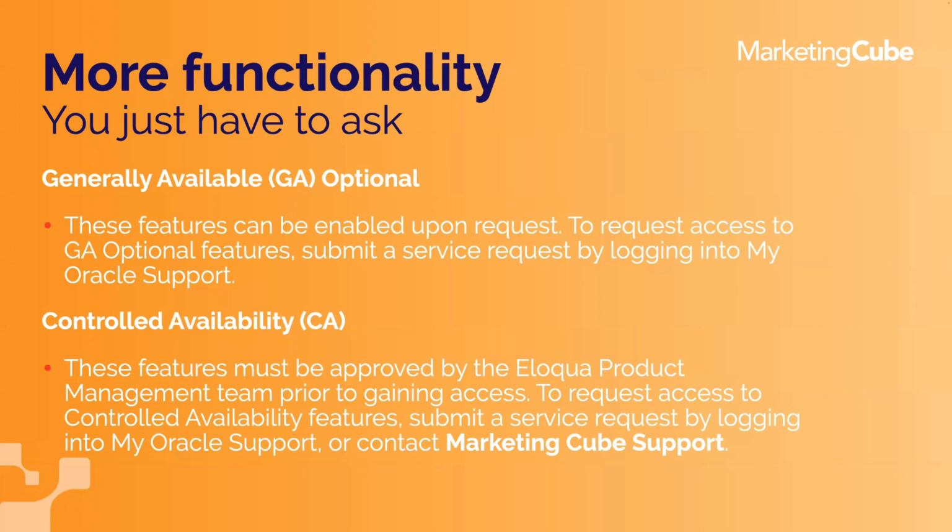There's some things there that you may well find of interest, and all you need to do is log a service request for the GA optional functions to have them turned on. It's quite simple. The controlled availability ones do require approval from an Eloqua product manager to access. But again, I'll itemize those for you so you can have a look at those as well.